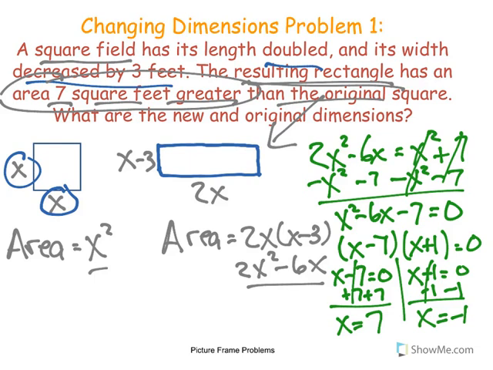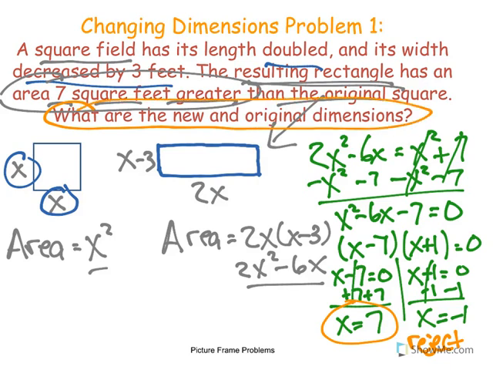Now, can a square have a side length of negative 1? Of course not. So we're going to reject this. Right? We said with problems like this, a negative value is going to be rejected. Yes, I can substitute negative 1 into my expressions and it will check, but it's not going to make sense in a real world problem. So x is equal to 7.